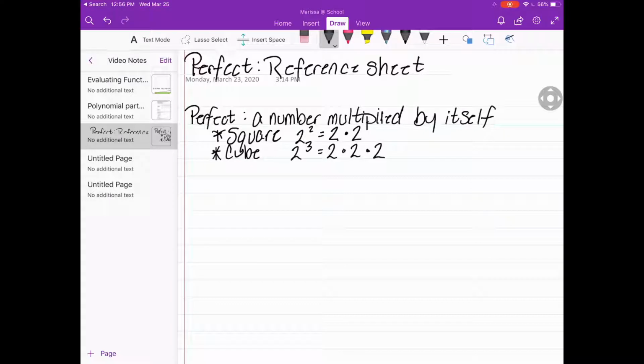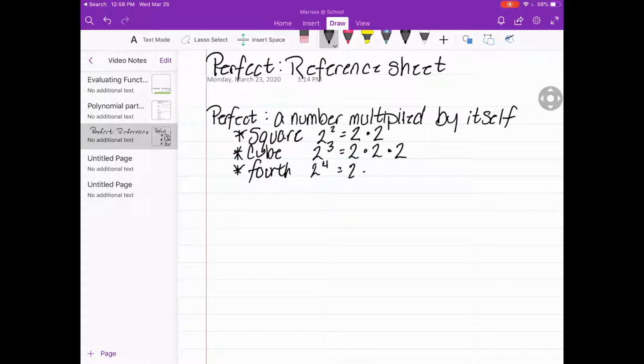Perfect fourths would be 2 to the fourth. So 2 to the fourth would just be 2 times 2 times 2 times 2. And if we go one more time, we're going to do the fifths. We're going to have 2 to the fifth, so we'll have 2 times 2 times 2 times 2 times 2.